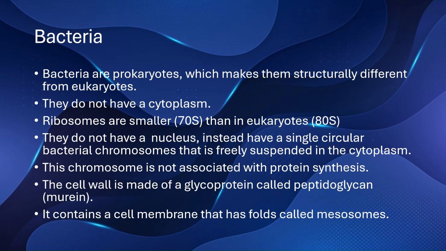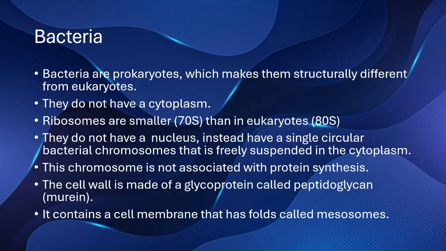So bacteria are prokaryotes, which makes them structurally different from eukaryotes, and they do not have a cytoplasm. The ribosomes found in bacteria are smaller, and they are described as 70S rather than 80S, which is what you would see in eukaryotes. They do not have a nucleus, and instead they have a single circular bacterial chromosome that is freely suspended in the cytoplasm. This chromosome is not associated with protein synthesis, and the cell wall in bacteria, if present, is made of glycoprotein, and this glycoprotein is called peptidoglycan.